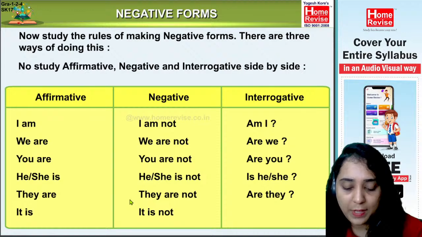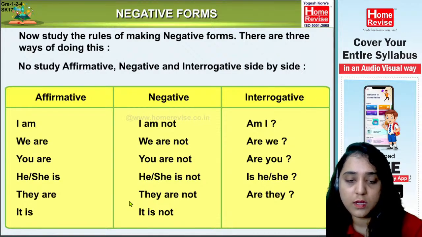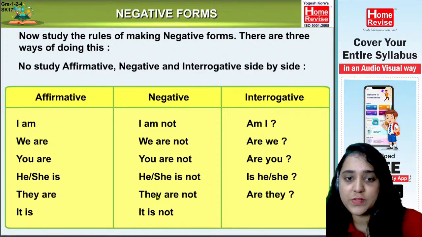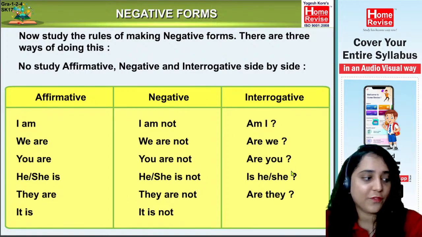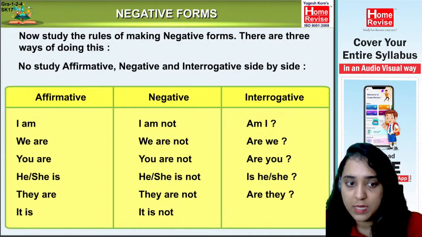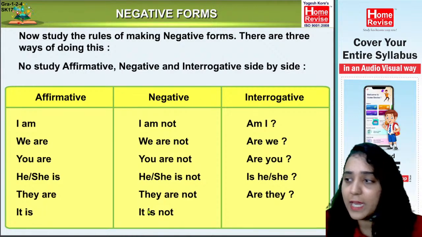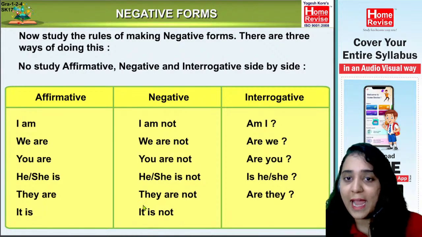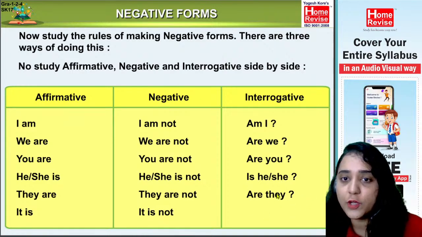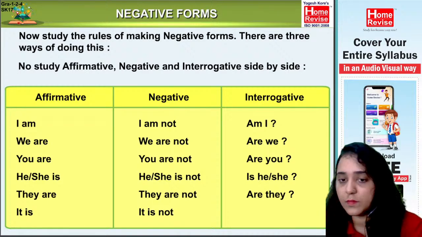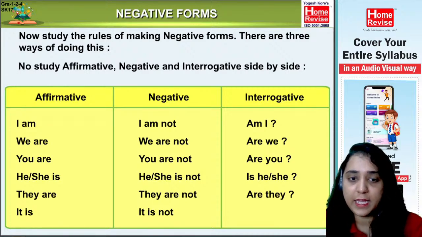Now please try to write it in the interrogative form. See, as it is written as they are not, in the interrogative form it is written as are they. Similarly, the last statement is it is, so the negative will be it is not. So can anyone give me the answer for the interrogative one? Yes, it is correct. Is it?